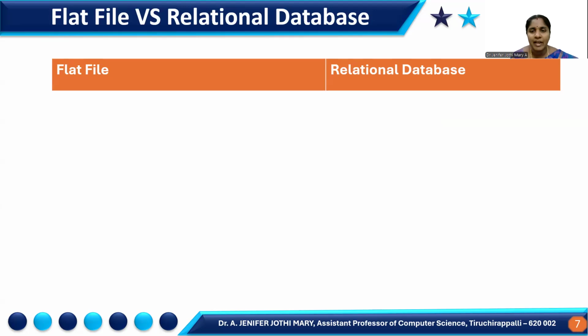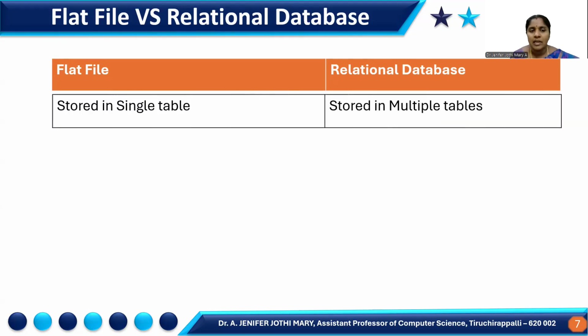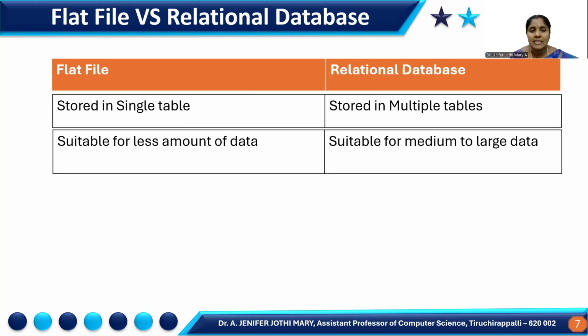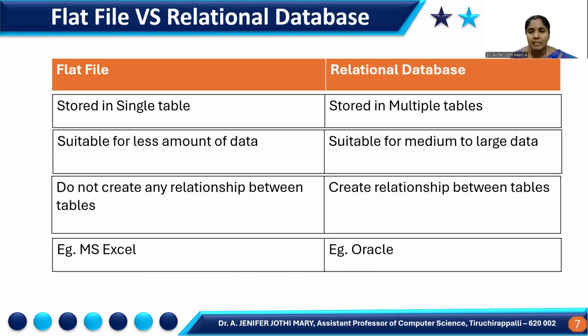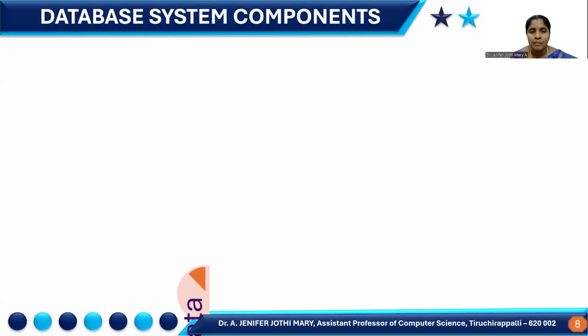What are the differences between a flat file and a relational database? A flat file can store a single table, whereas a relational database stores multiple tables. A flat file is best for a small amount of data, whereas a relational database can be used for medium as well as large data. In a flat file, we do not create any relationship between tables, but in a relational database, a relationship can be created between the tables. A flat file example is MS Excel and a relational database example is Oracle.